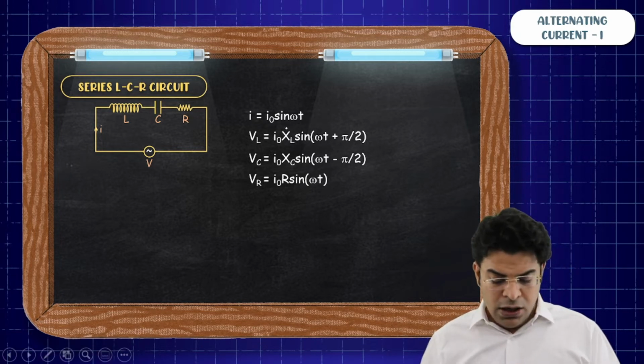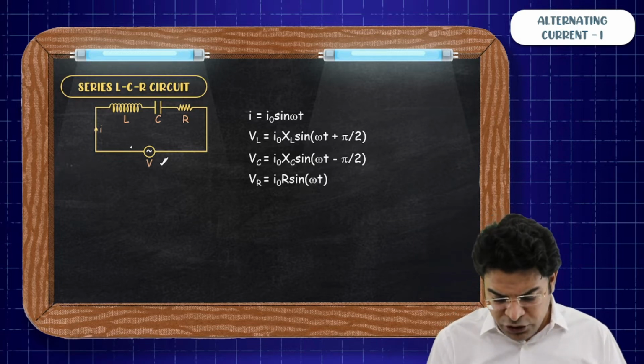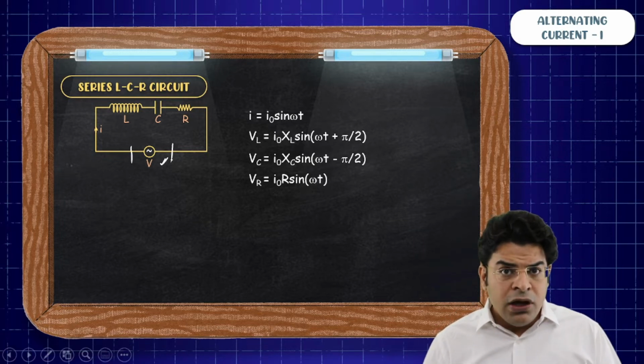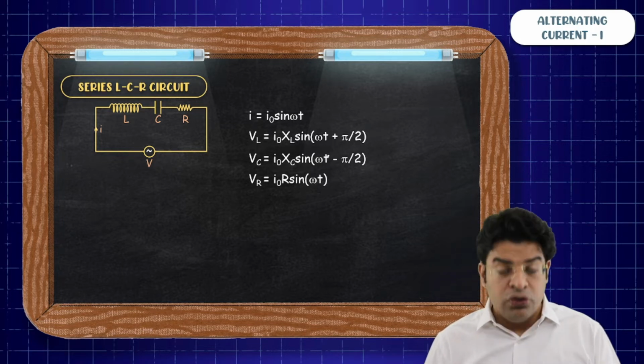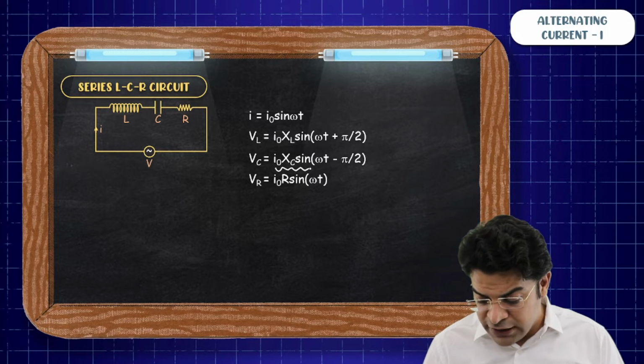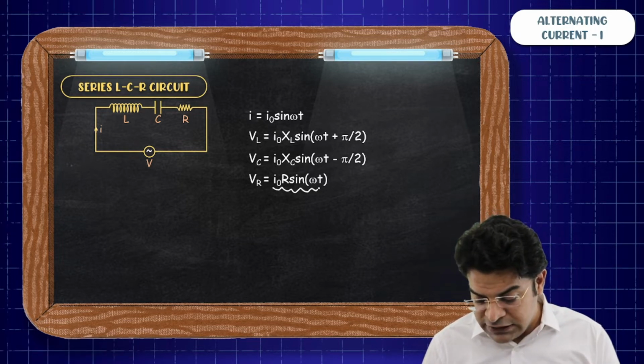Now if somebody asks you if at any given instant the potential drop across the source is V, the potential drop across the inductor is I naught XL sine omega t plus pi by 2, the potential drop across capacitor is I naught Xc sine omega t minus pi by 2, the potential drop across the resistor is I naught R sine omega t.